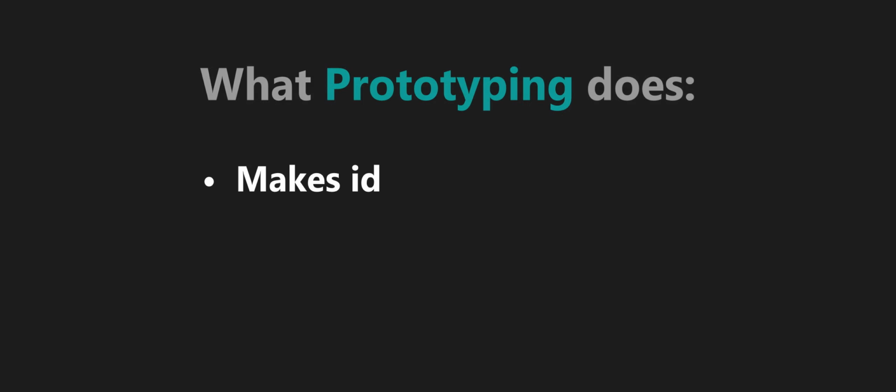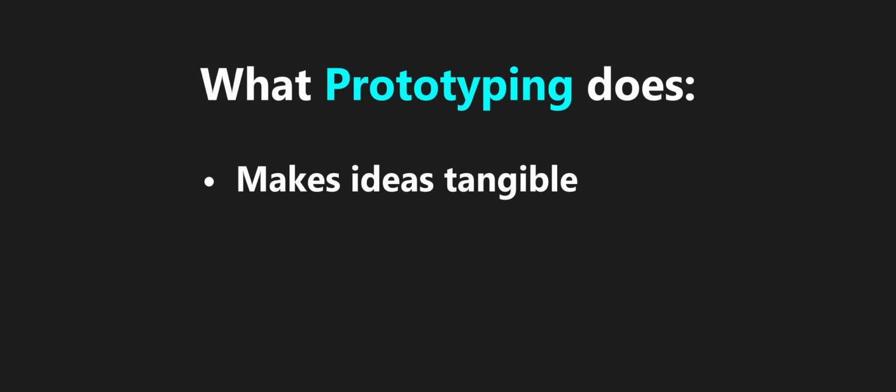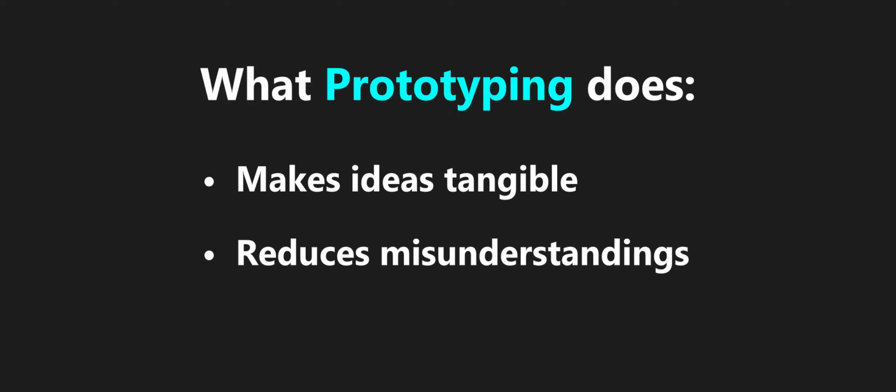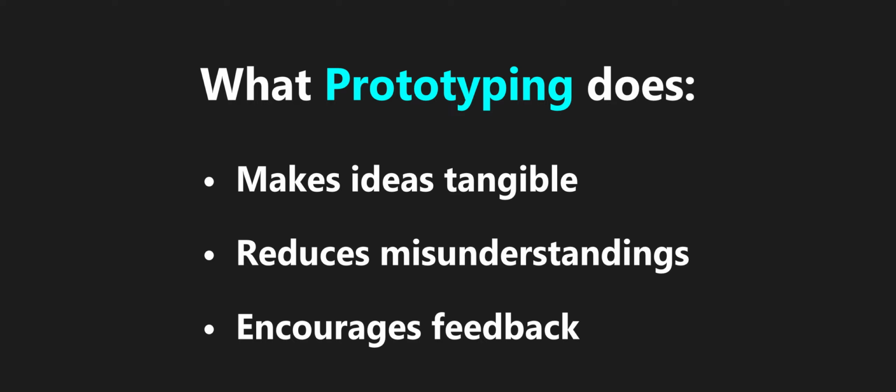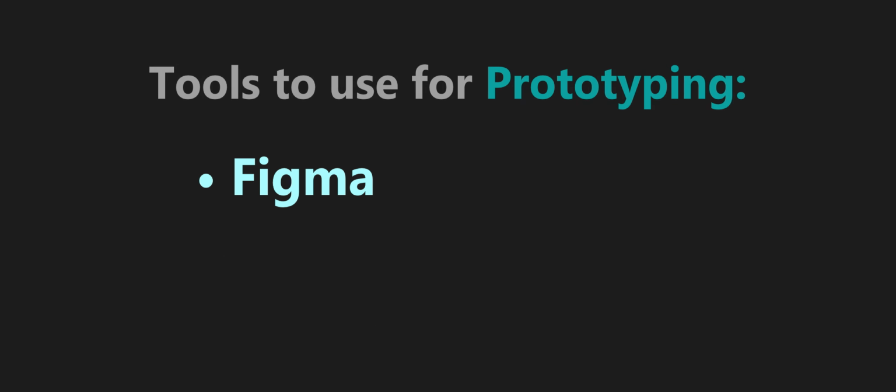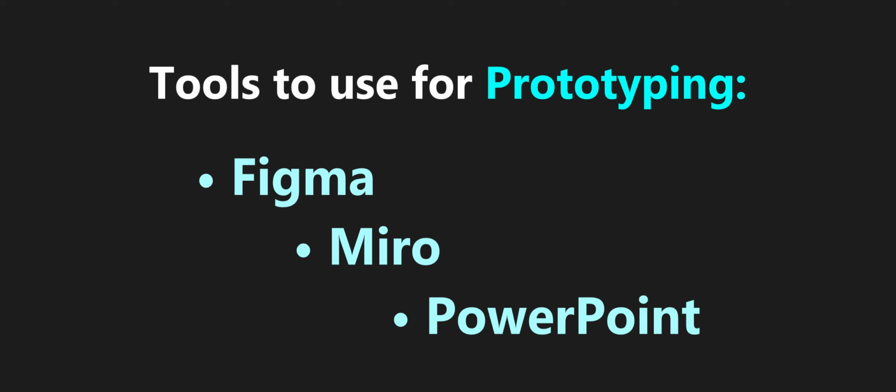Sometimes stakeholders don't know what they want until they actually see it. That's why prototyping is very powerful. So what does prototyping do? A prototype turns a concept into something visible and easy to understand. It reduces misunderstandings because it clarifies requirements and expectations earlier. It also encourages feedback because it allows stakeholders to react, suggest changes, and refine ideas. Tools business analysts usually use are Figma, Miro, and even PowerPoint.